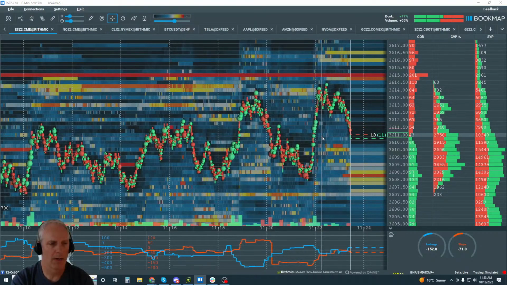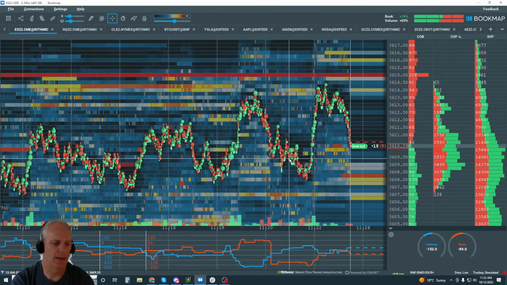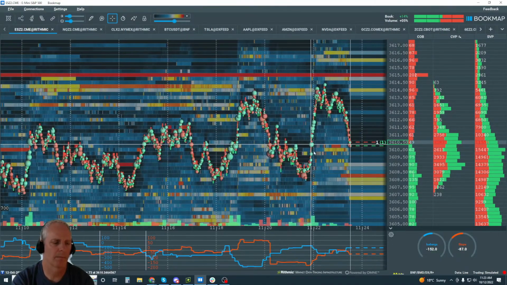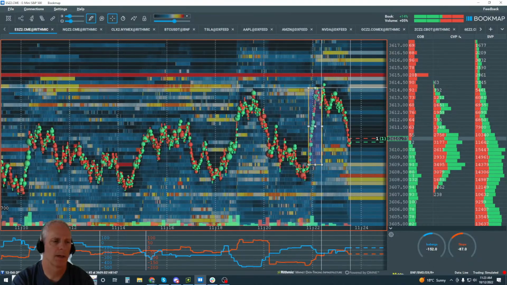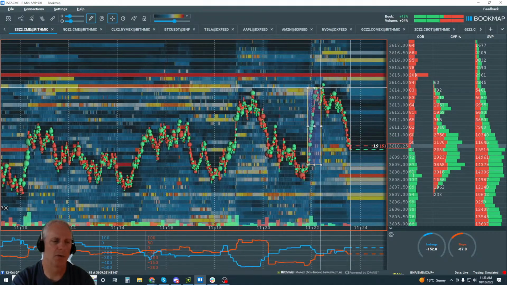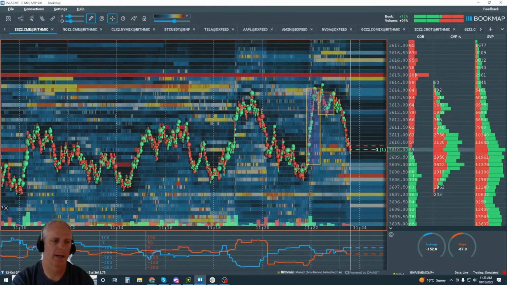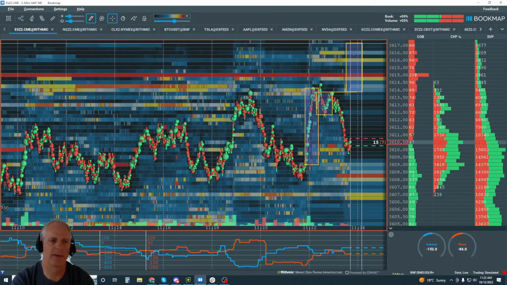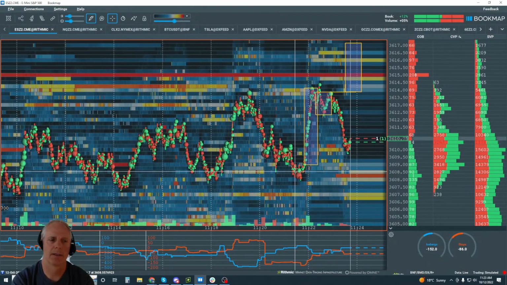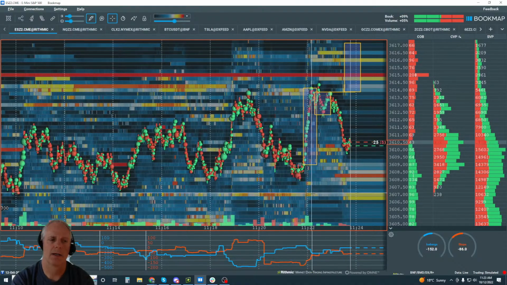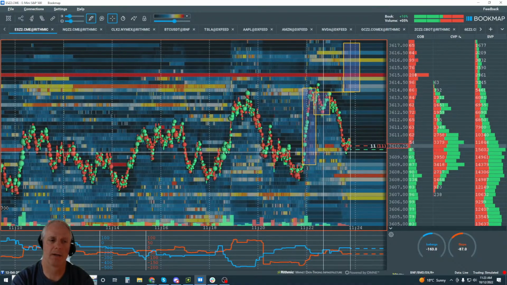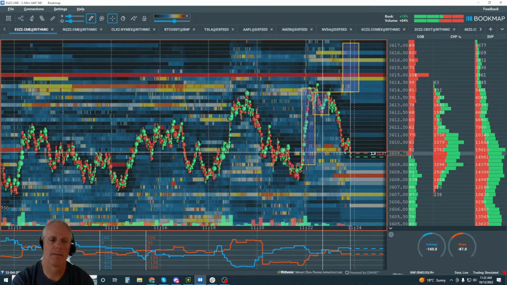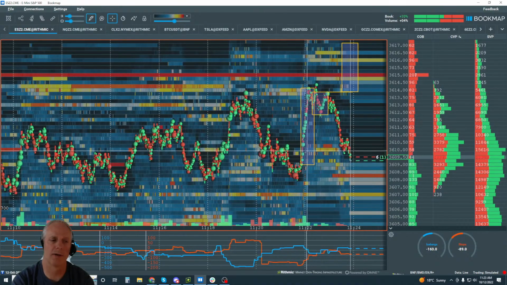Here, if you get that strong move, here's your small pullback, and then you're looking for buyers back up here again, and then continuation. That's your flag pattern. This is a very deep pullback right here, and we don't know if it's going to hold or not right now.